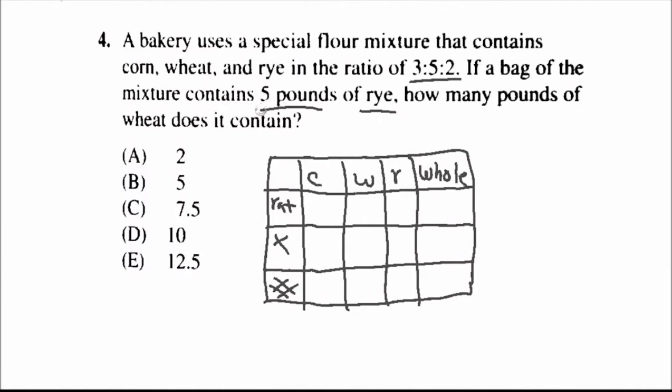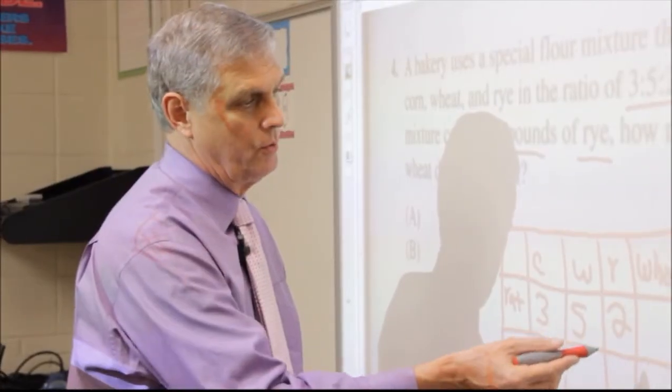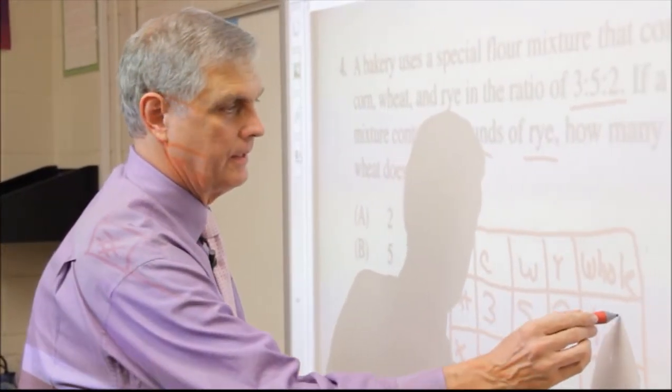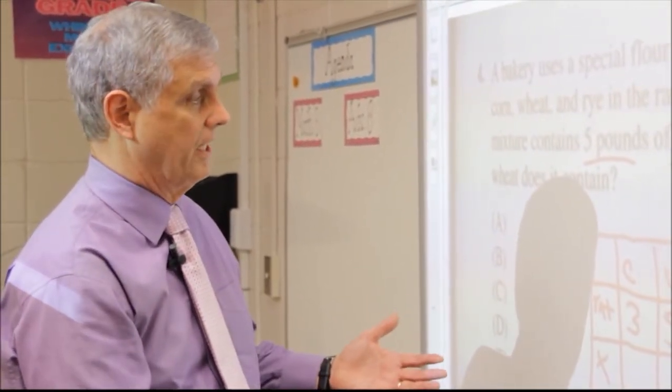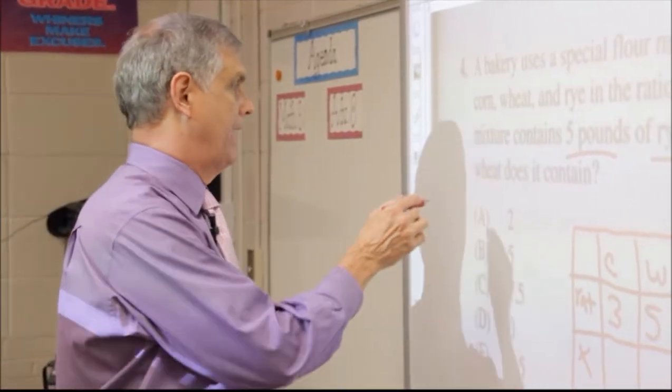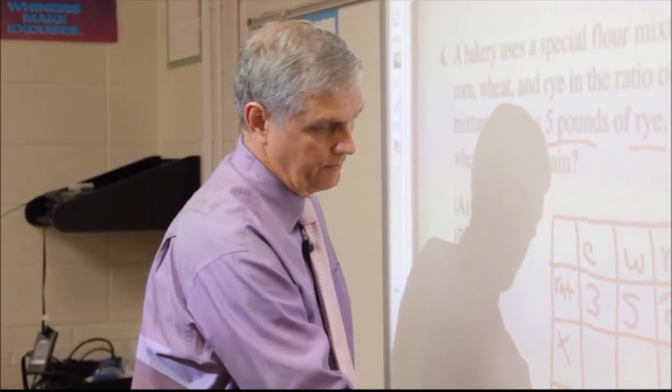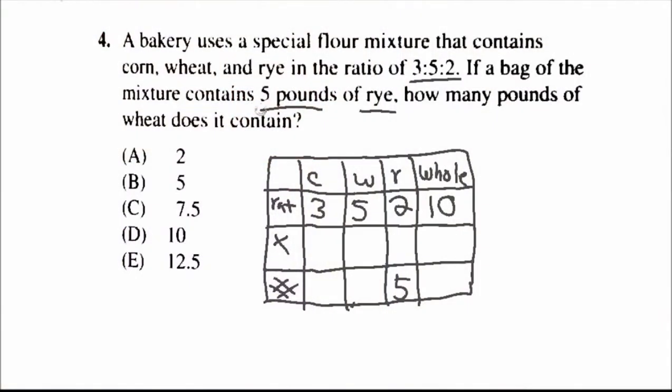Like I say, we don't know how much total flour we're making here. What they did tell you is that you have a total down here of 5 pounds of rye. We know our ratios. It's 3, 5, and 2. Now, as before, we add the 3 to the 5, we get 8, and 2 is 10. And now, with that information, we've used everything we've got up there. We have to figure out how many pounds of wheat. This right here is what we need to figure out. So can you do it?